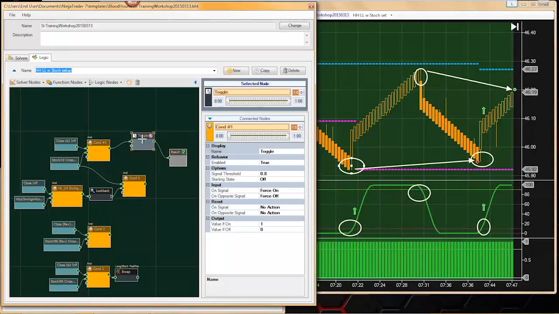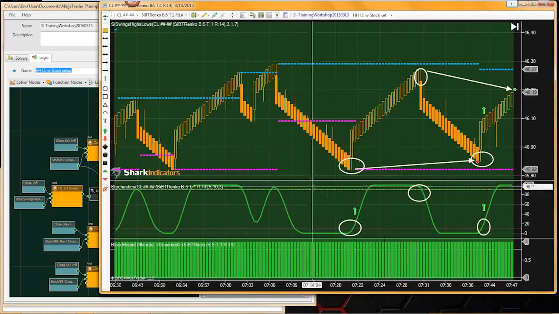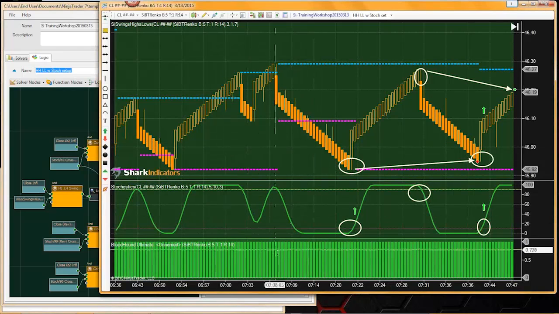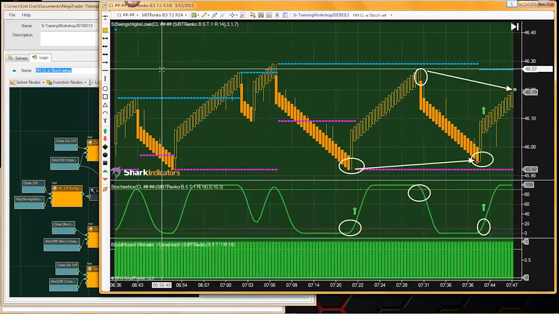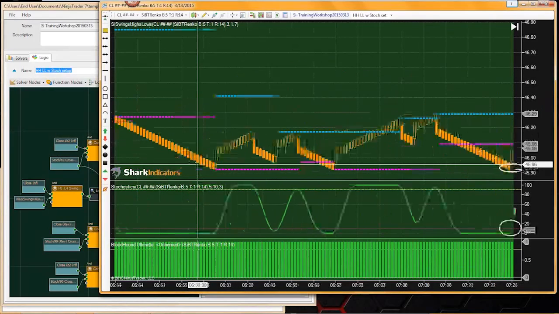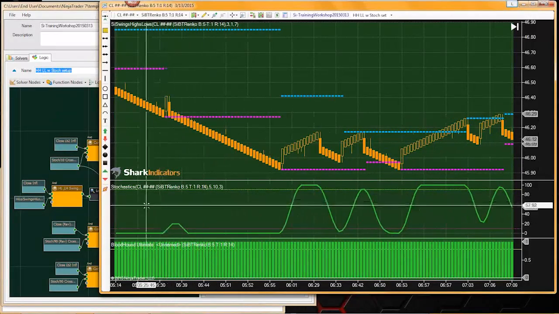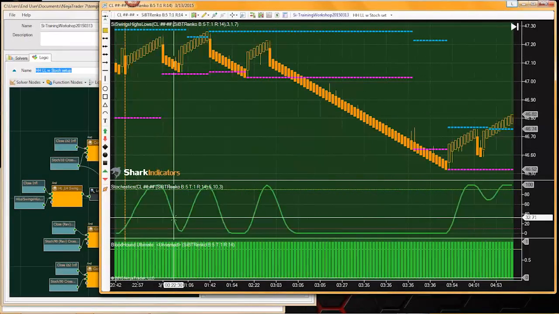All right, so the default setting for the toggle node is that when a signal comes in, we turn that state on, and when an opposite signal comes in, it forces it off. Now, we can see that the toggle node was turned on a long time ago, way back at the beginning of the chart.